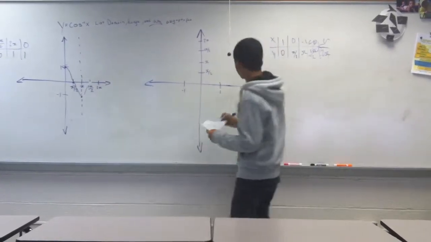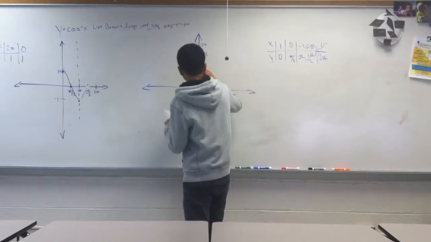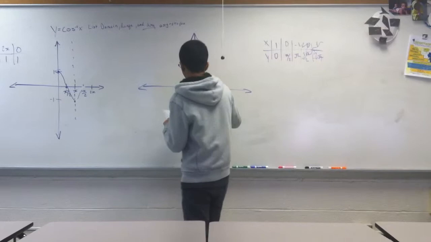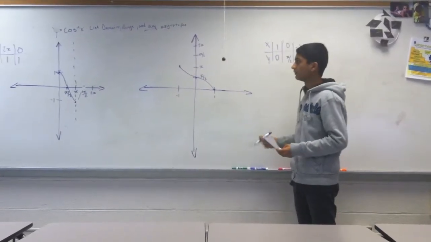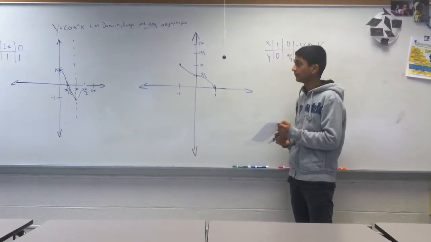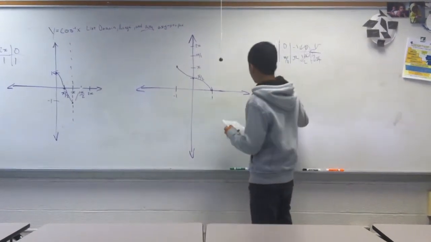And so when you graph that, you get that graph. And since when you restrict the graph, you don't put an asymptote there, there wouldn't be any asymptotes. So the asymptote, there wouldn't be any.